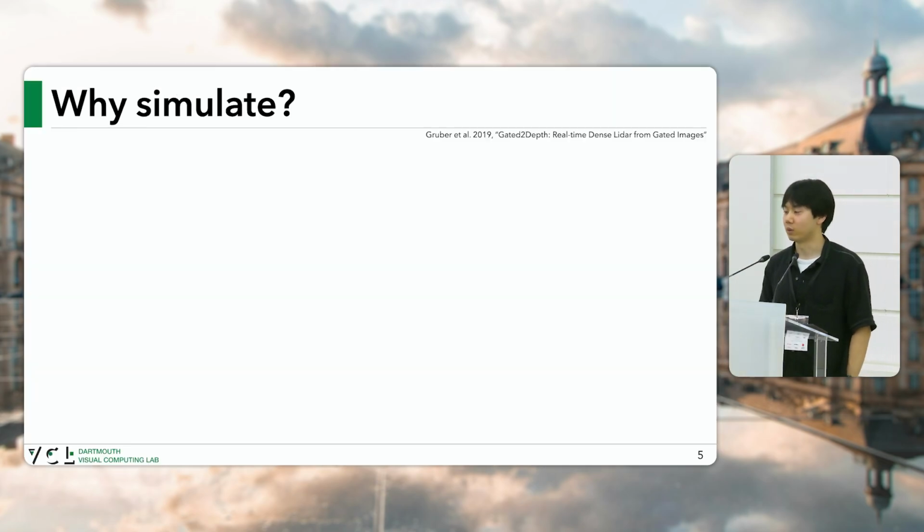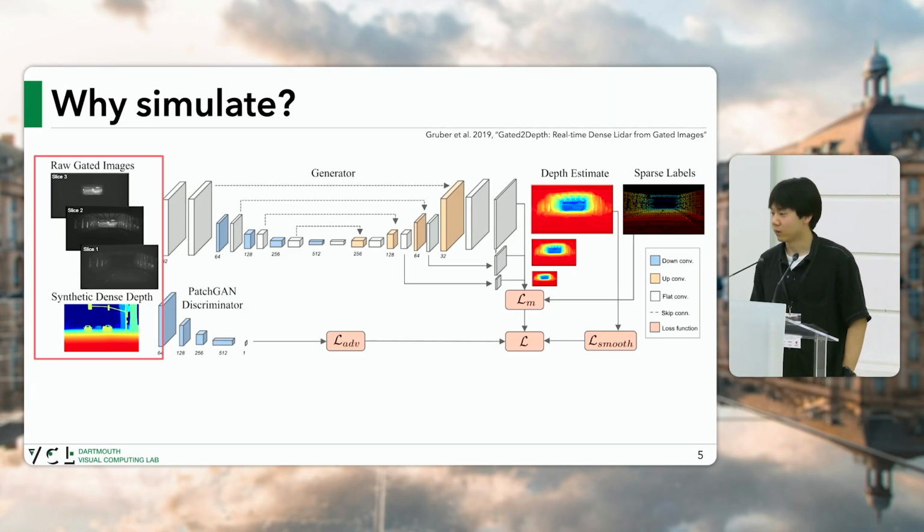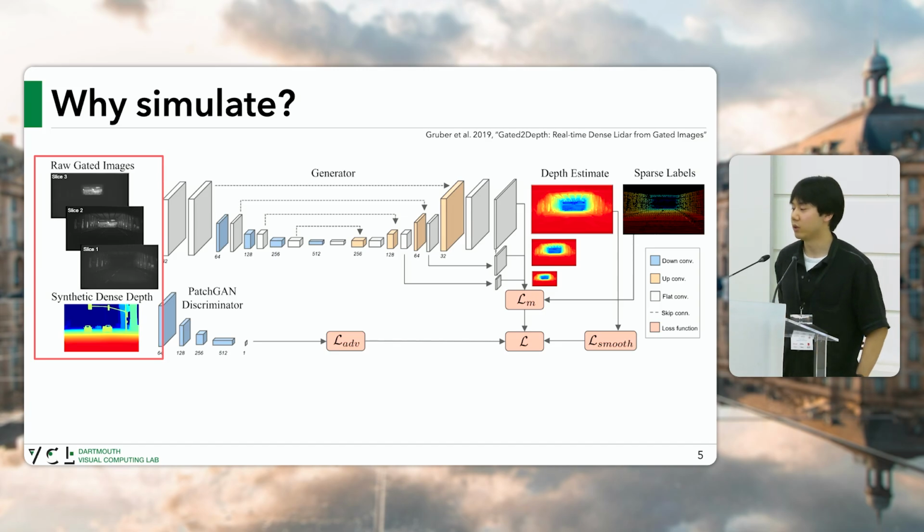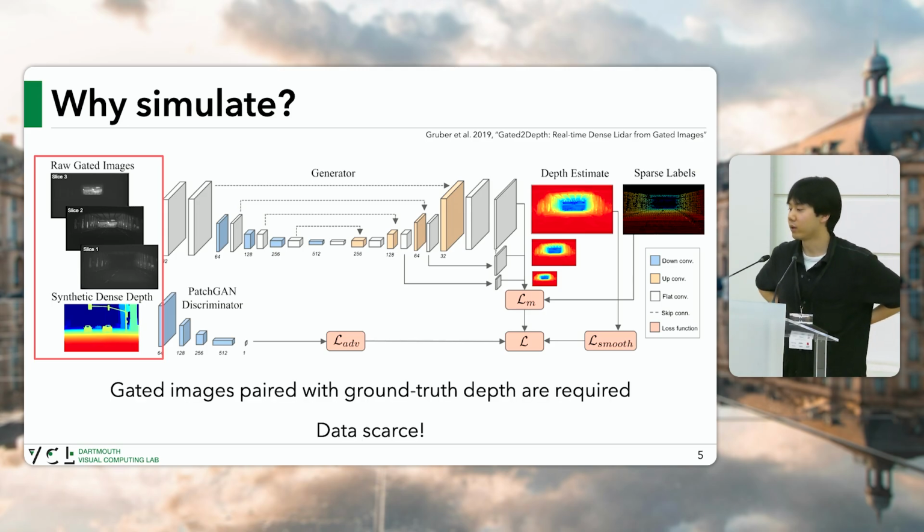So these are real cameras, but why would we want to render them? Methods like gated to depth turn a few gated slices into dense depth, but training needs gated images paired with ground truth depth, which can be difficult to capture at scale. So physically accurate rendering can instead hand these methods correct ground truth labeled data, but it's only useful if it's accurate and fast.